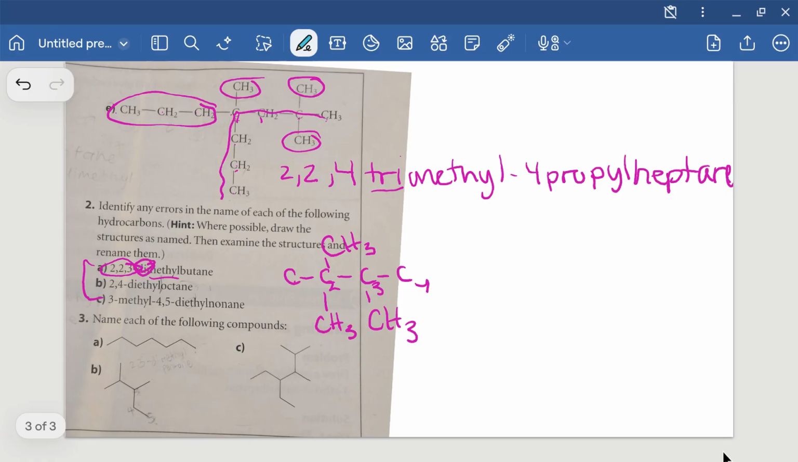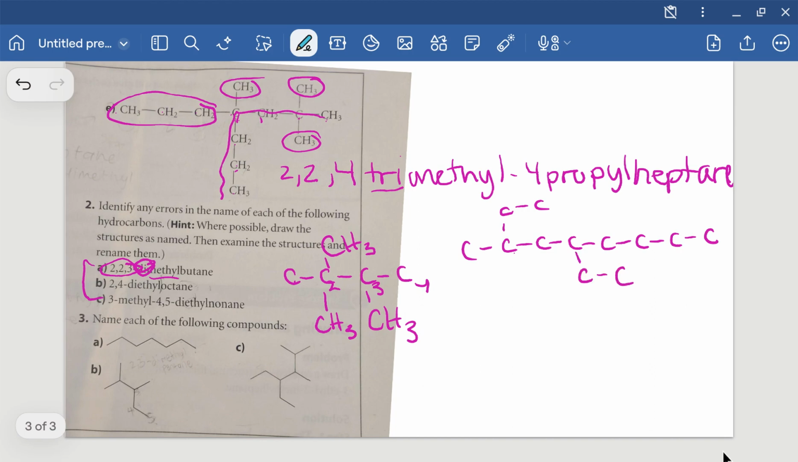Our next one, 2,4-diethyl-octane. So let's draw that out. Octane is 8, so 1, 2, 3, 4, 5, 6, 7, and I'll just add one on the side, 8. On carbon 2, it's asking for an ethyl group, which is 2 carbons. And on carbon 4, another ethyl group, 2 carbons.